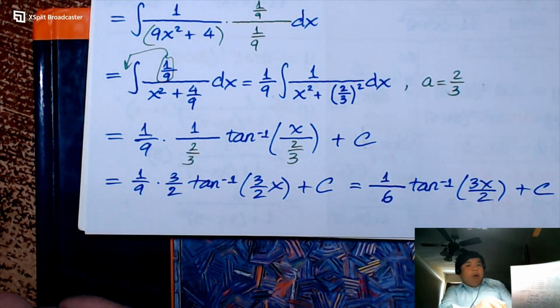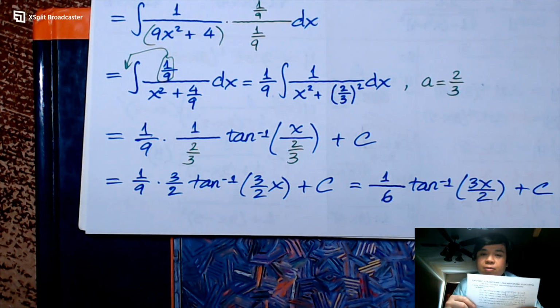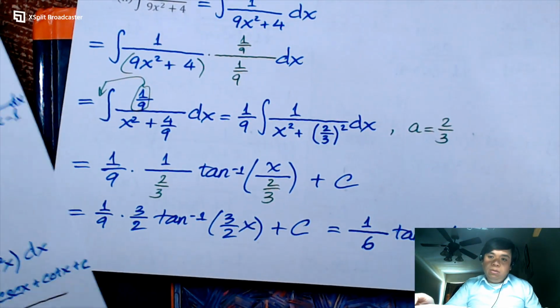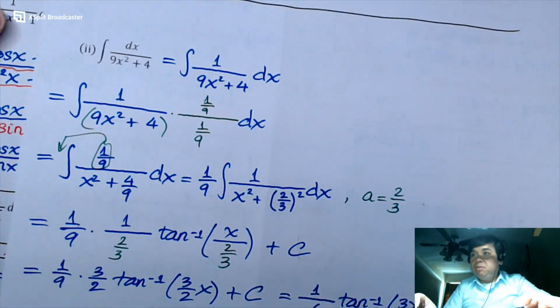So at this stage, that's all we use. Get the formula and then use it. Okay. So that is section 7.5.